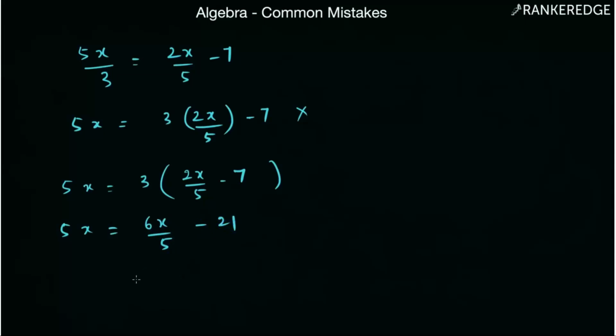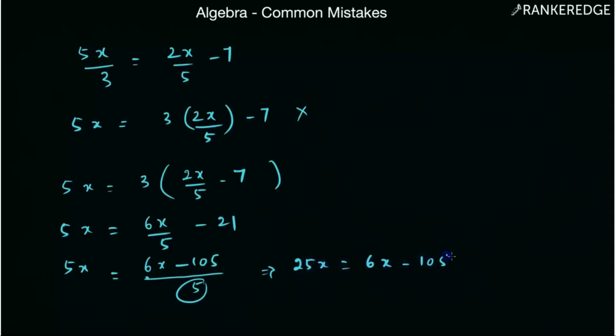For the right hand side also, I should take the LCM first and then convert this into a single fraction, that is 6x minus 105 divided by 5, and 5x. And now I can take this 5 and multiply the entire LHS and then solve. So this will become 5 into 5x is 25x is equal to 6x minus 105. So now this is in the simplest form. You can bring 6x to the left hand side and solve for x.